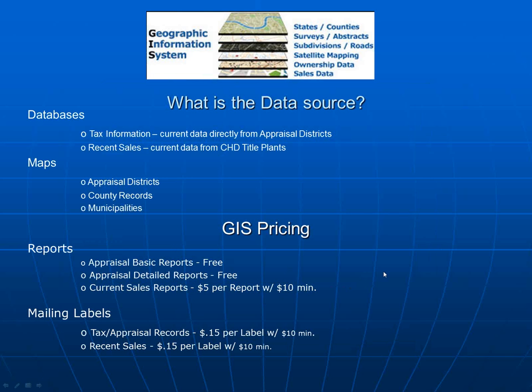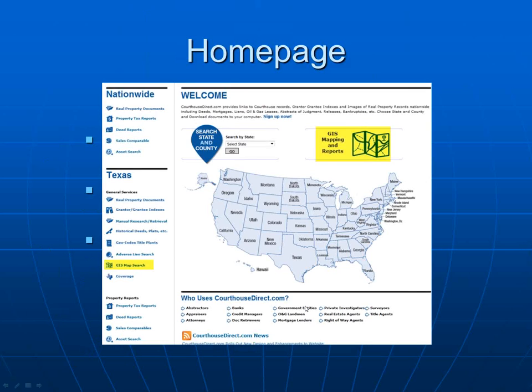And as far as the pricing for GIS, a lot of the information that is provided is free, such as what we call the appraisal basic report, the appraisal detailed report. But if you want to extract the most recent property sales and create a commercial property report, then we do charge $5 per report with a $10 minimum. The mailing labels, we charge at 15 cents a mailing label with a $10 minimum, and that's whether or not the information comes from the tax records or the recent sales information.